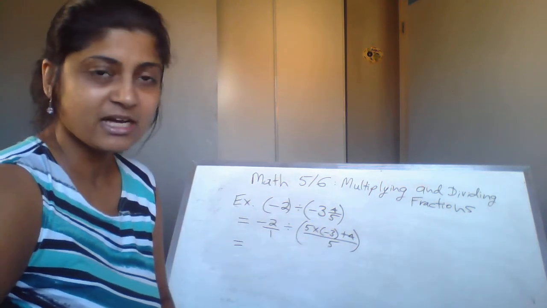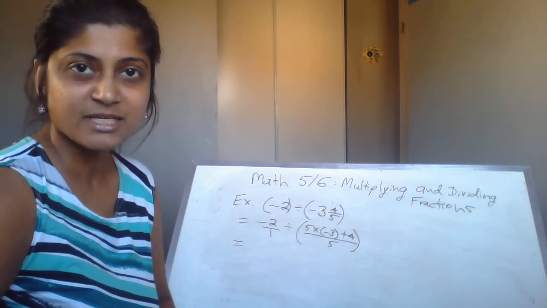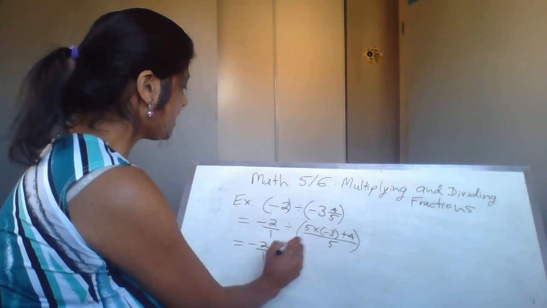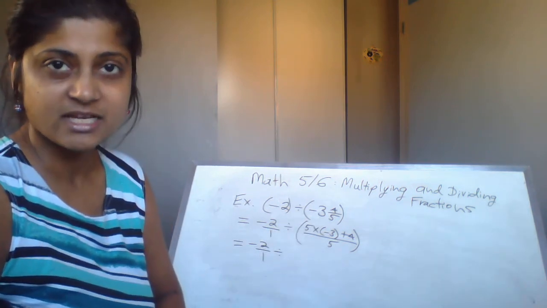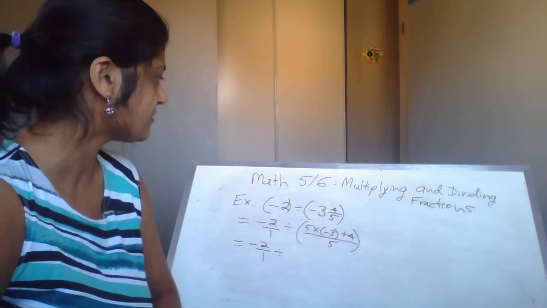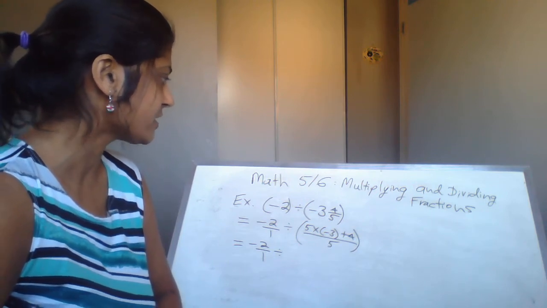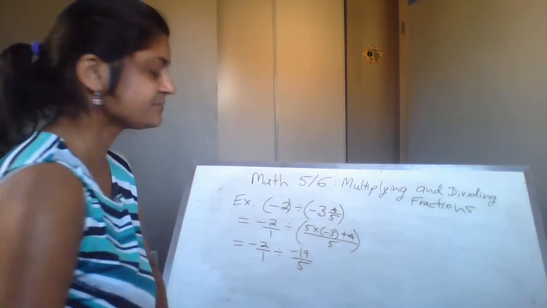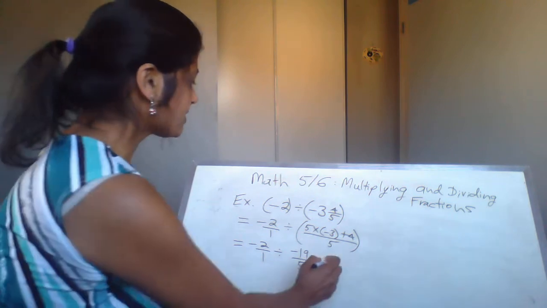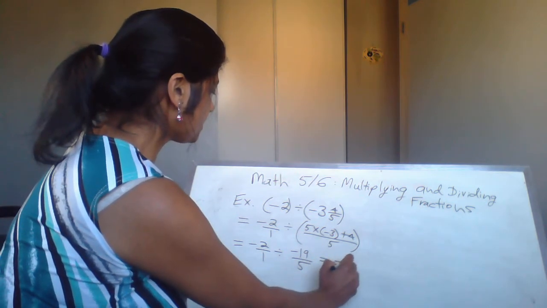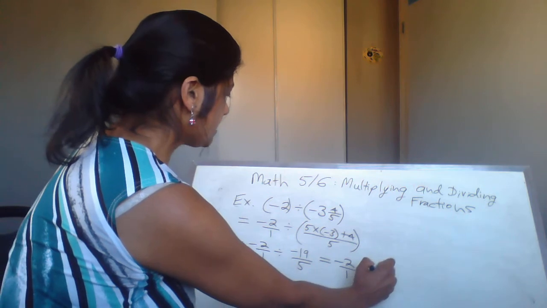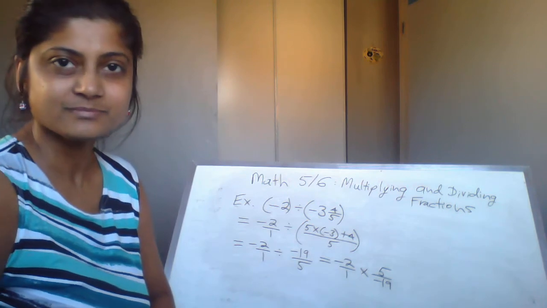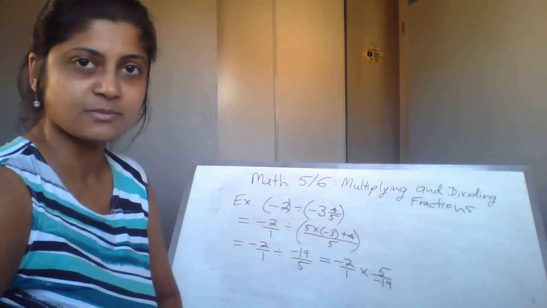So far we haven't actually done anything. We're just changing the mixed number into the improper fraction. So I'm going to put -2 over 1 divided by, and we're doing 5 times -3, so this is -15, and plus 4 here, so -19 over 5. Again, I'm just going to flip over this fraction. So we'll do -2 over 1 times 5 over -19.